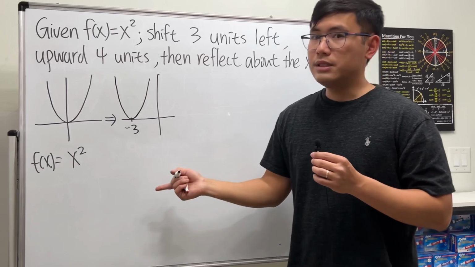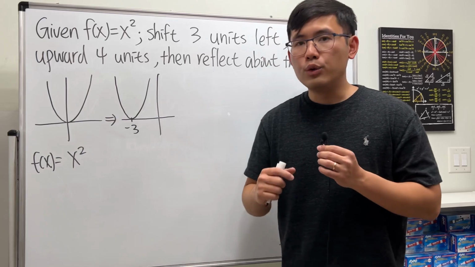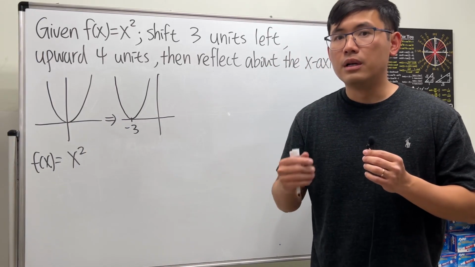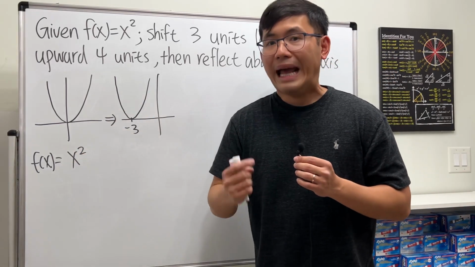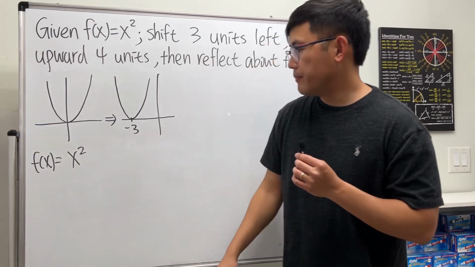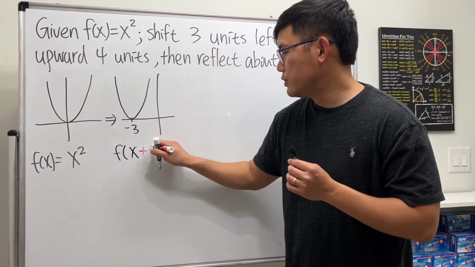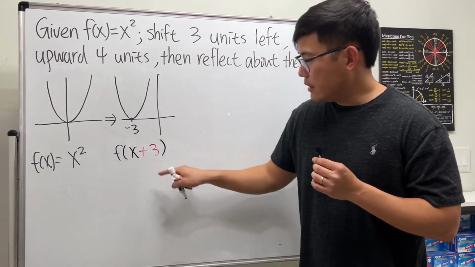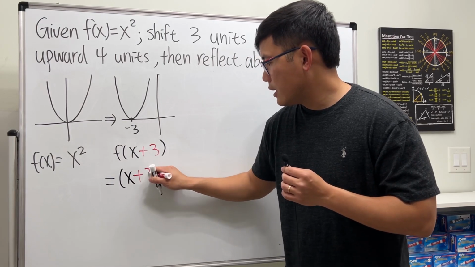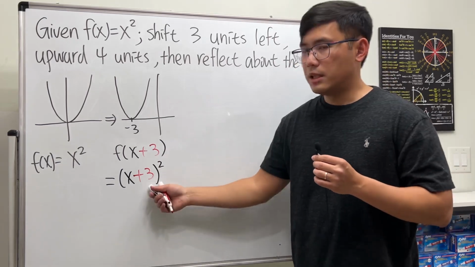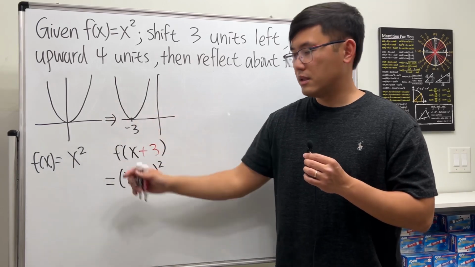And the way that we are going to do this is that, remember, whenever we shift the graph horizontally, we are going to either add or subtract a number directly to the x. Here we move to the left 3 units. We are going to add 3 directly to the x. So we are talking about f of x plus 3. And if you do this, it will be parentheses x plus 3 squared. So keep this in mind, it's the opposite.